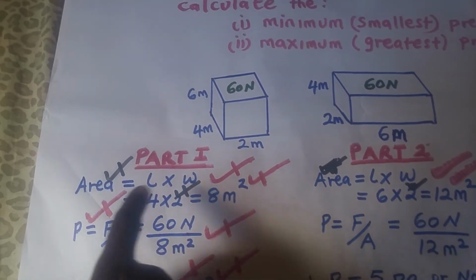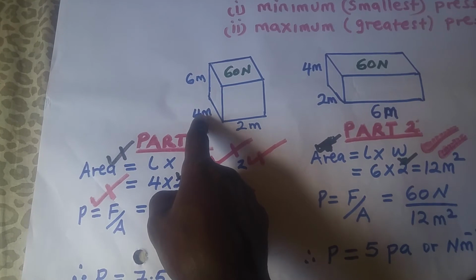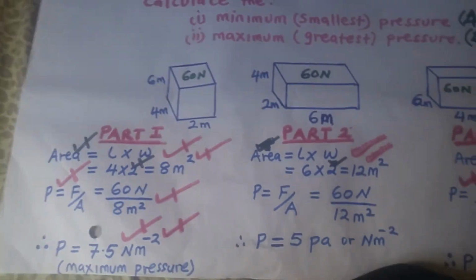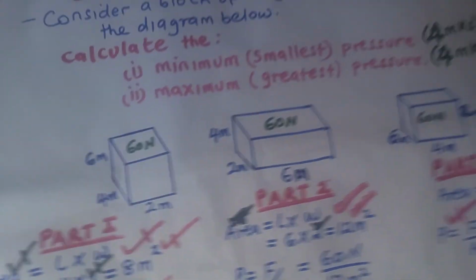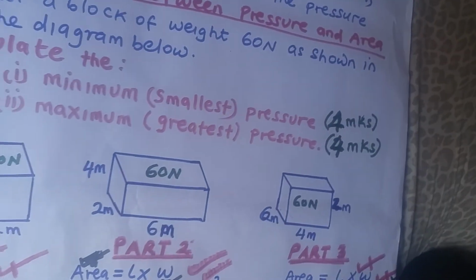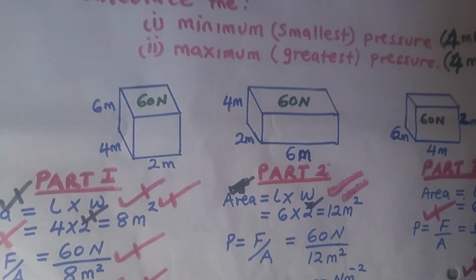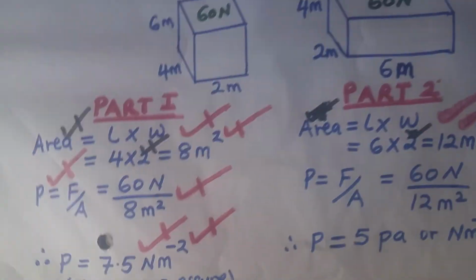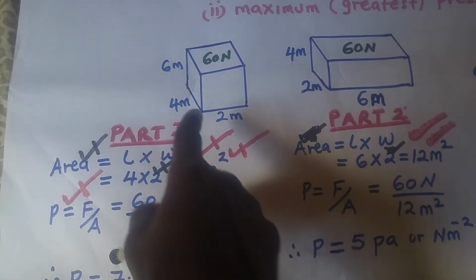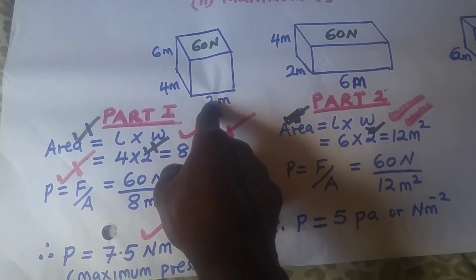In part 1, area is the same as length times width. Our length here is 4, the width is 2. You know, this one is now the height. So, what happens here? I've just said that we are going to have 3 parts. In part 1, the area is going to be 4 length times width, which is 2. And the answer will be 8 meters squared.